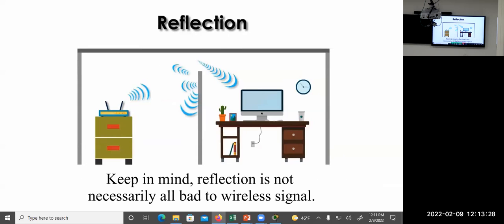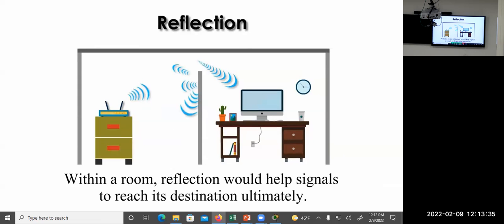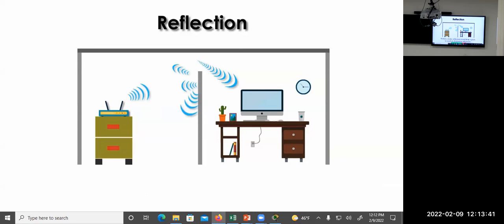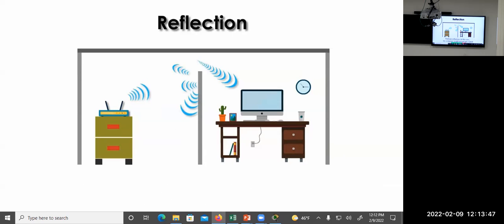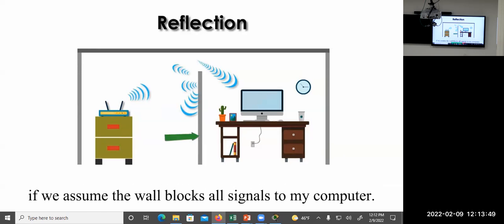Keep in mind, reflection is not necessarily all bad for wireless signal. Within a room, reflection would help signals to reach their destination ultimately. Without reflection in this case, my computer would not get any signal if we assume the wall blocks all signals to my computer.